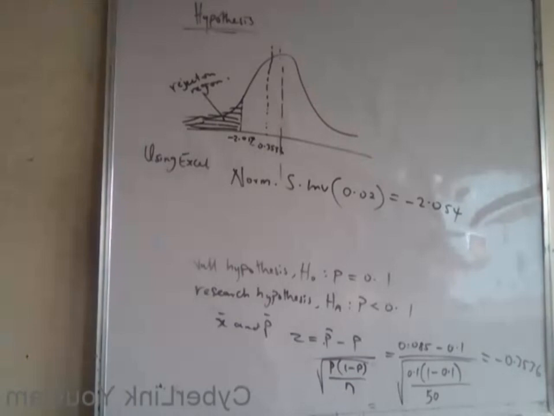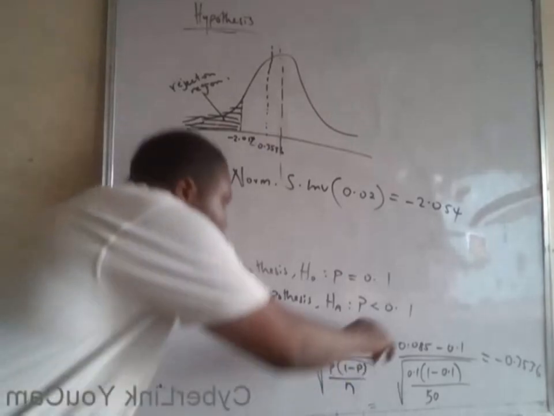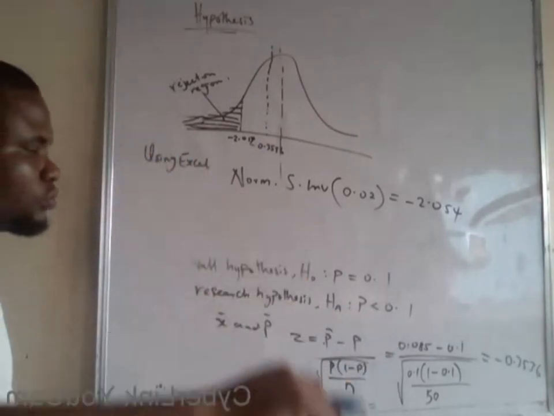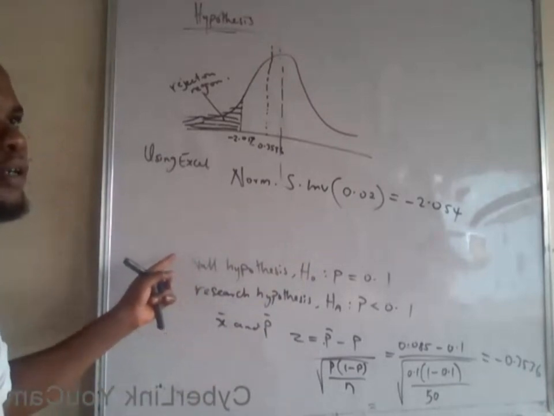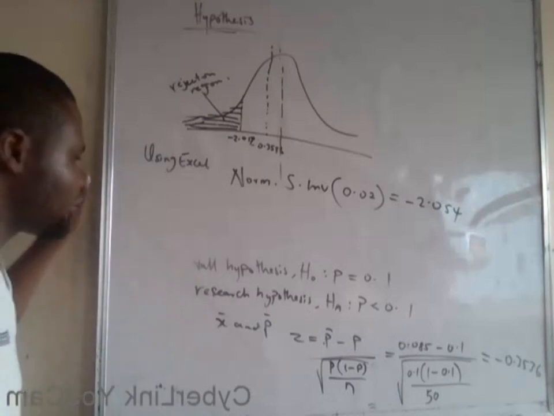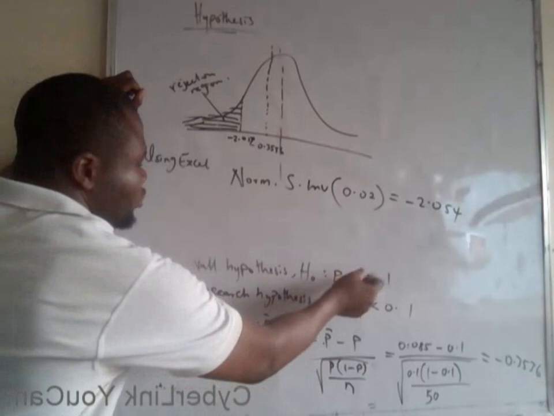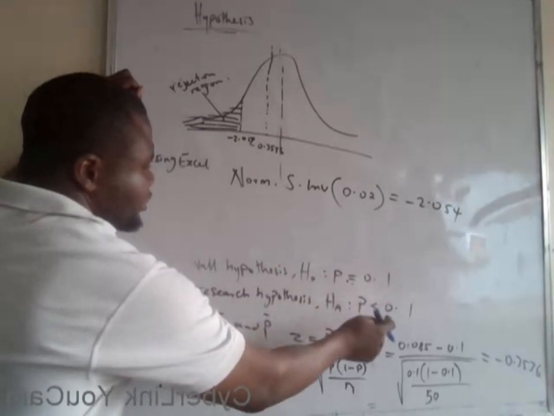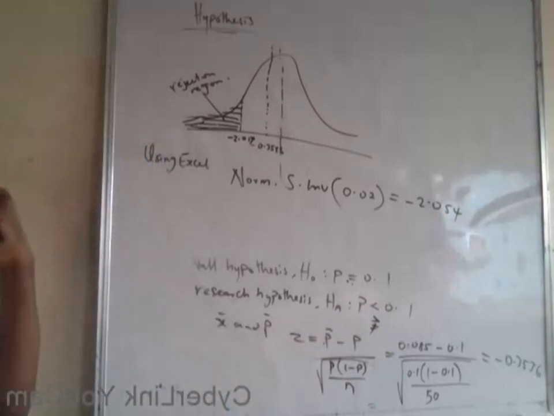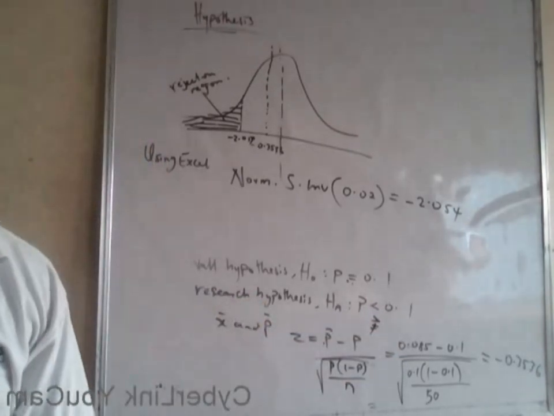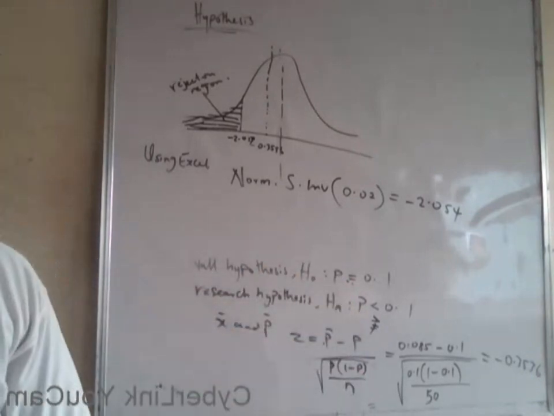All right, so this is for it. In some cases, our research hypothesis could be greater than or not equal to. In stating our hypotheses, our null hypothesis should always be equal to, but for the research hypothesis, it could be less than, greater than, or not equal to. But the null hypothesis is always equal to.